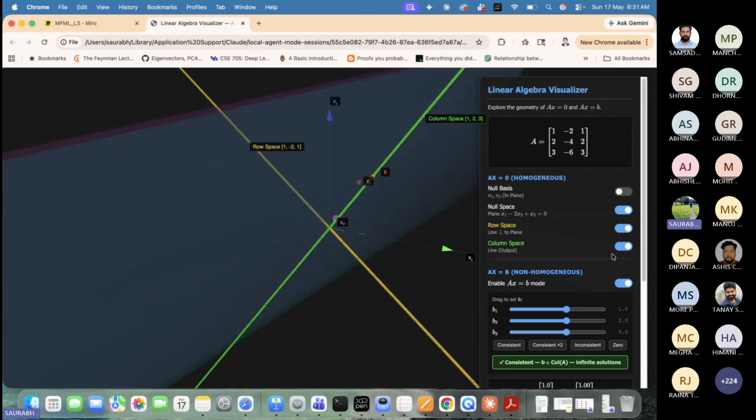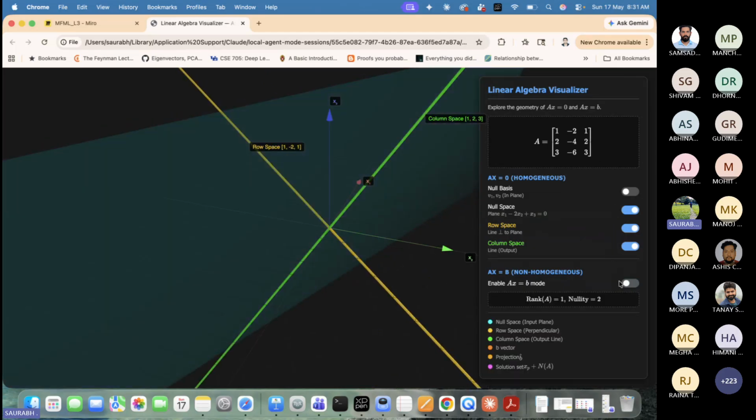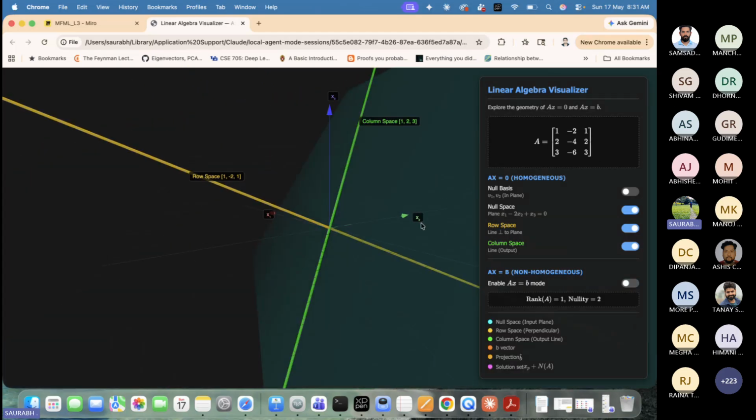Now this is true even for a homogeneous equation. You see the null space is two-dimensional.